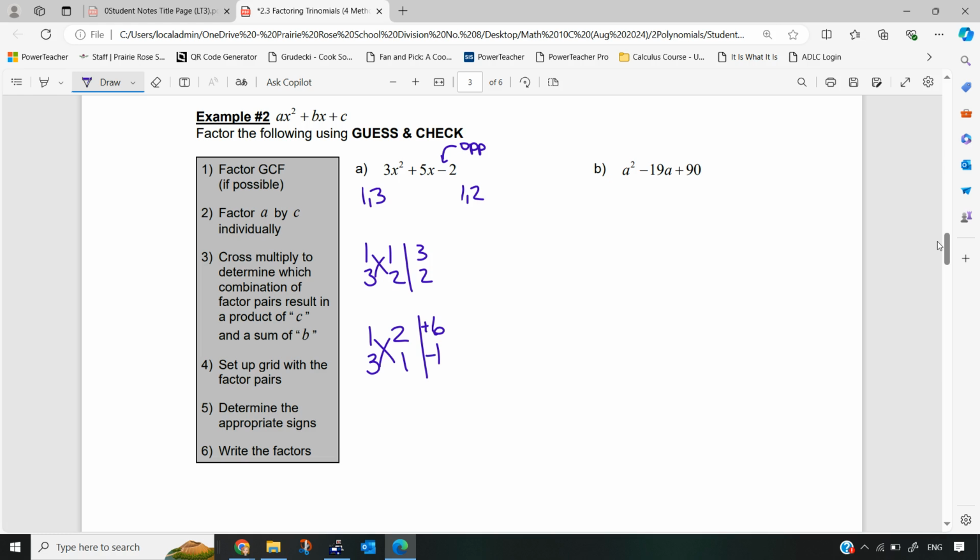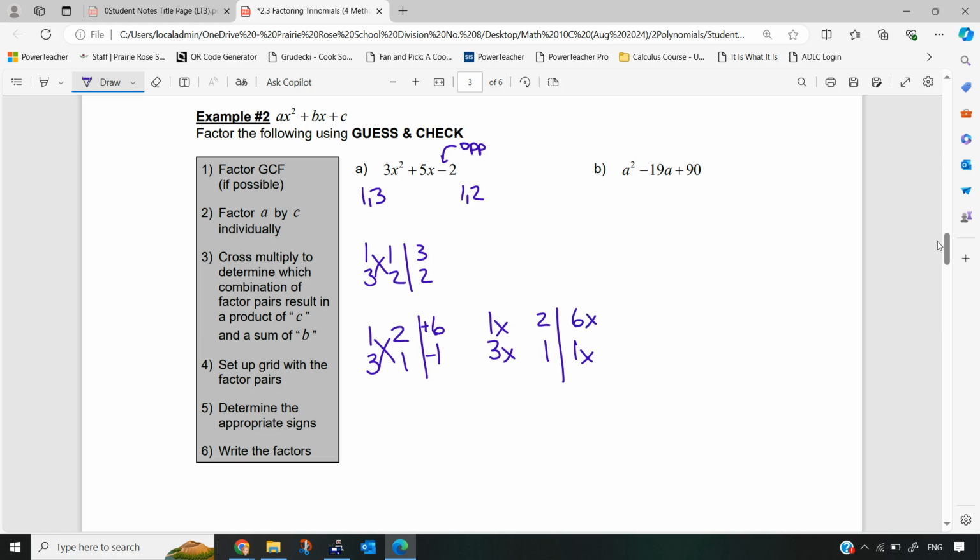So what I can do is I can set up a chart. Notice that to get a 3x squared, I'm going to have something x times something x. So that would be 1x times 3x. And then I have 2 and 1. When I multiply, x times 1 is 1x. 3x times 2 is 6x.